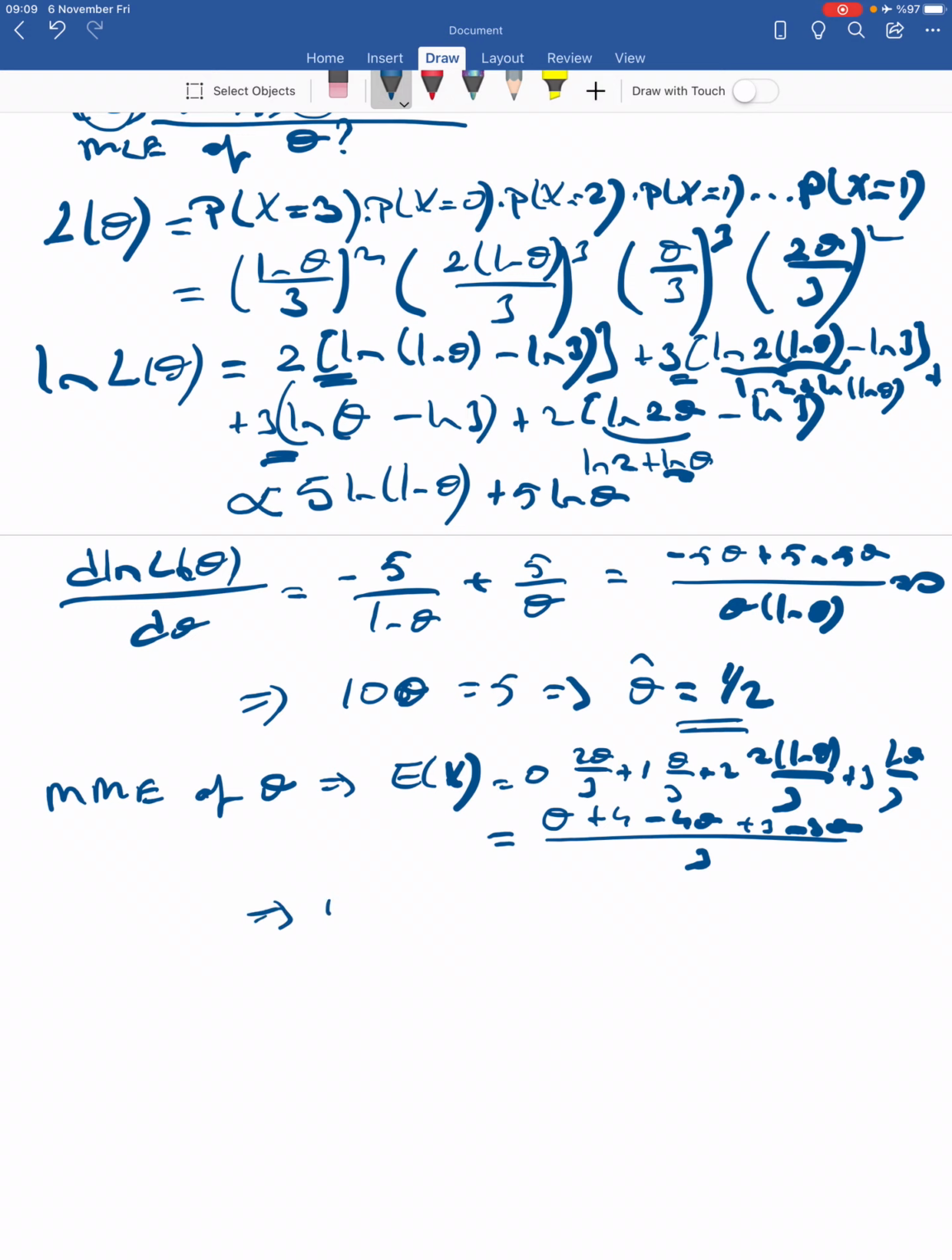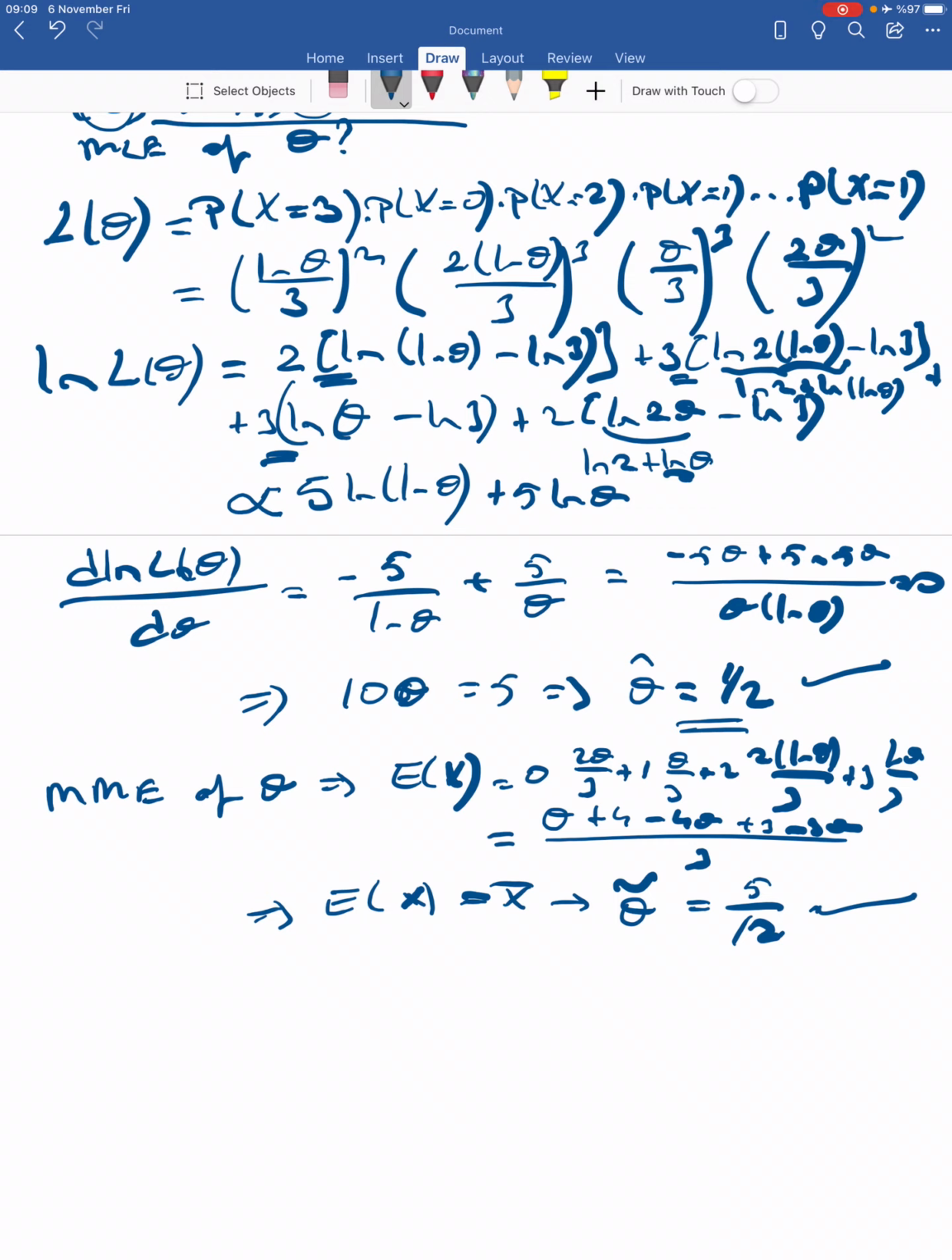Okay, so when we equate expected x to x bar to be able to find the MME of theta, we observe that our MME is calculated as 5 over 12. So they are different from each other. So now we have to discuss which one is the better estimator, theta hat or theta tilde. So we will discuss their properties later.